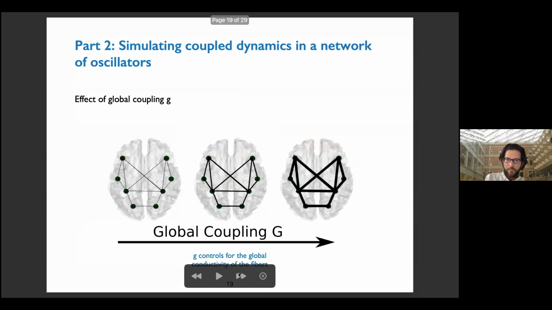Now the effect of global coupling can basically be summarized like this. You can imagine the couplings becoming stronger, the structural connectivity having a stronger effect on the functional connectivity.